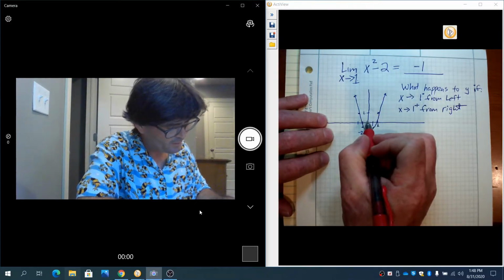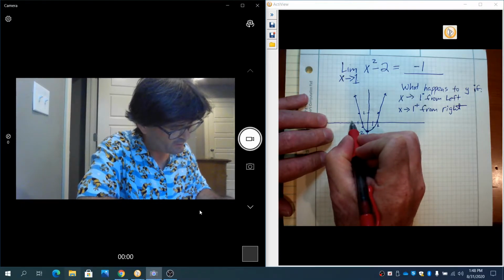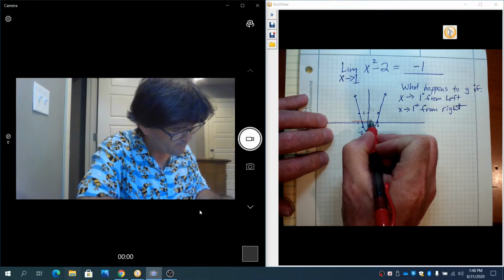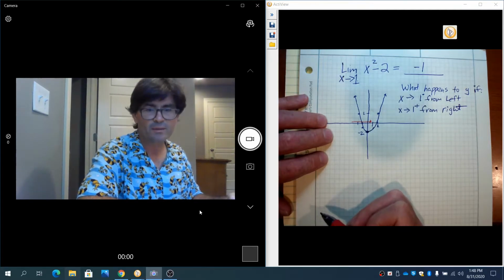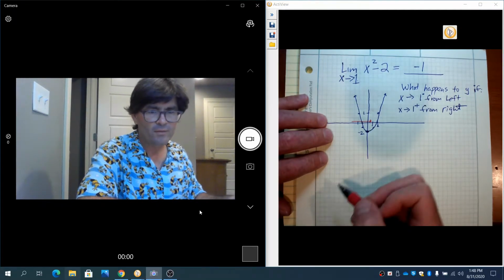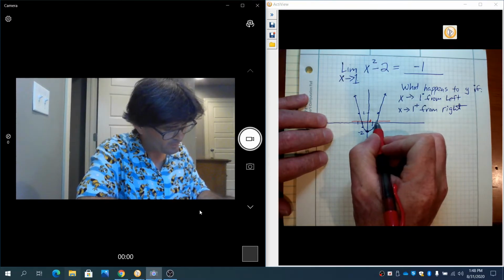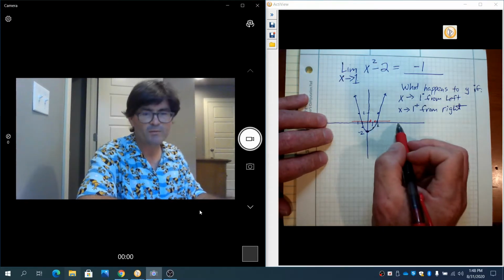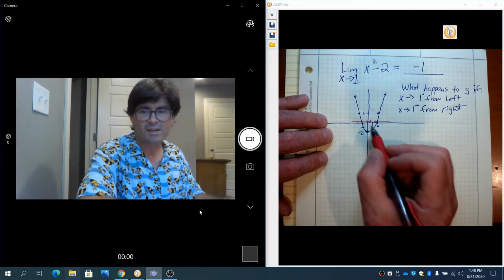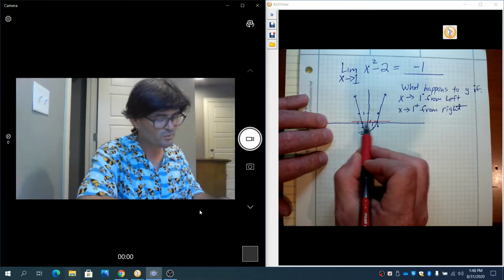So I'm going to come up here and say, I'm approaching from the left and going towards 1 that way. That's approaching 1 from the left. And then if I approach from the right, I'm coming in this way. So when I approach from the right, it means I'm coming from the right towards 1. As I approach from the left, I'm coming from the left towards 1.